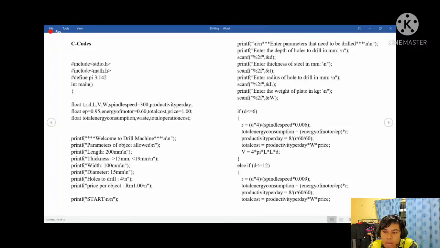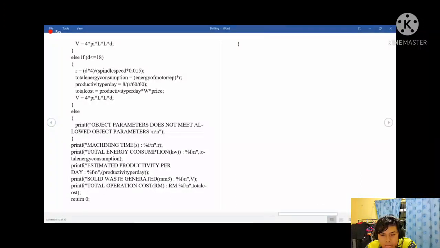Then we make an assumption. If d is less than or equal to 6, then this is the calculation. There are 3 assumptions: d less than or equal to 6, d less than or equal to 12, d less than or equal to 18. If it does not meet the requirement, then we write the output: object parameter does not meet allowed object parameters.